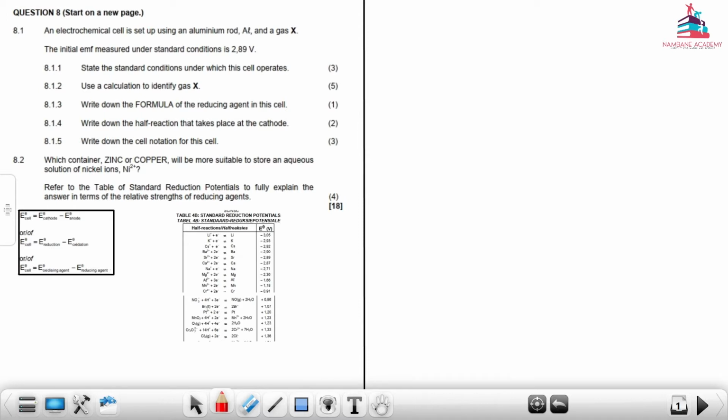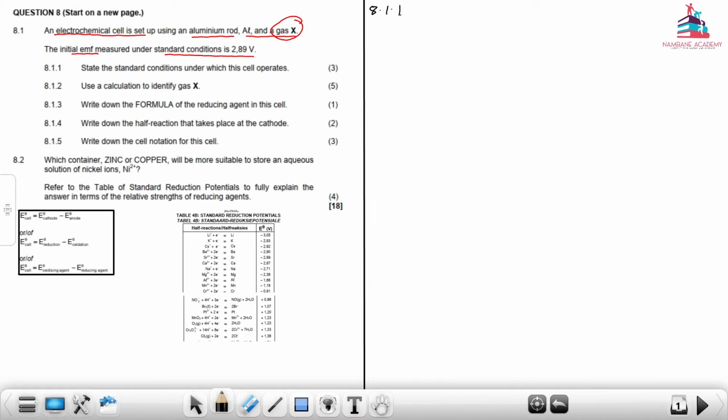An electrochemical cell is set up using an aluminium rod and a gas X. So we are told that this one is a gas, and they say the initial EMF measured under standard conditions is 2,89 volts. The first question here, at 8.1.1, says: state the conditions under which the cell operates.